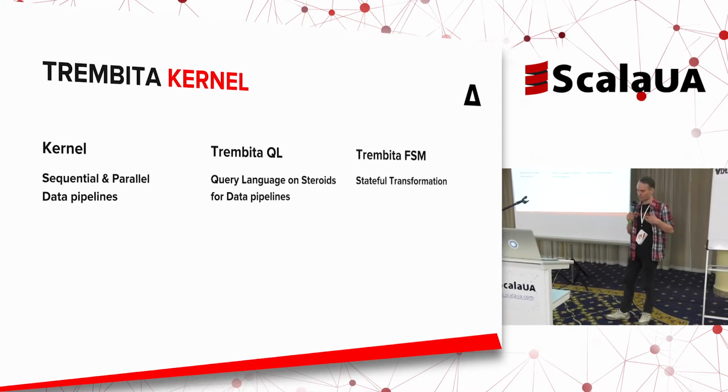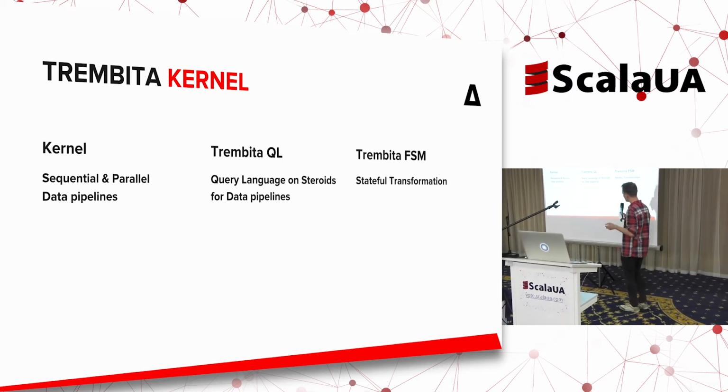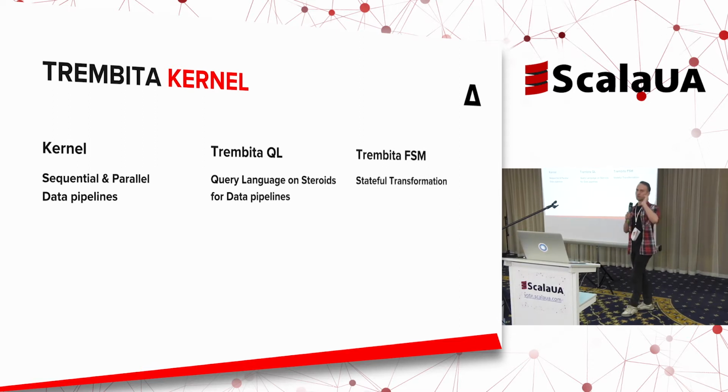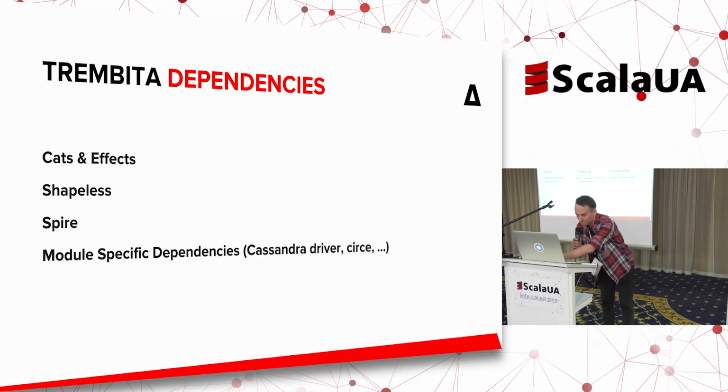So the Trembita kernel consists of sequential and parallel data pipelines and two features. First is Trembita QL. Who is familiar with Apache Spark? Who uses Apache Spark and Apache Spark SQL? Yeah, Trembita QL is like Spark SQL, but type safe. More like Spark SQL with frameless. And Trembita FSM is for stateful transformations. You could define a finite state machine in an easy way, and it's more friendly.